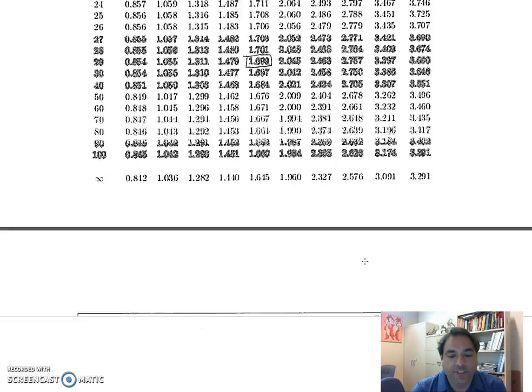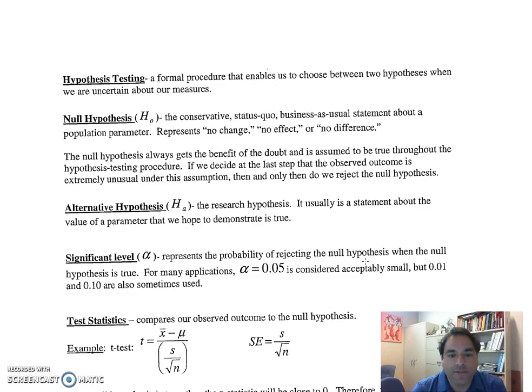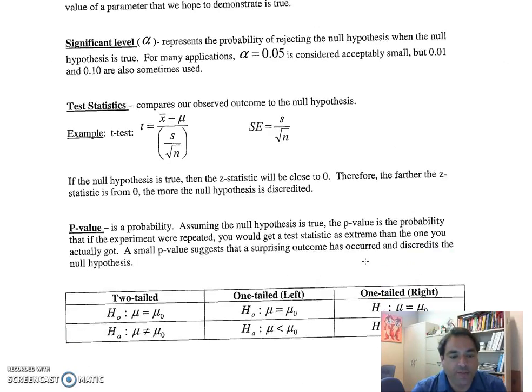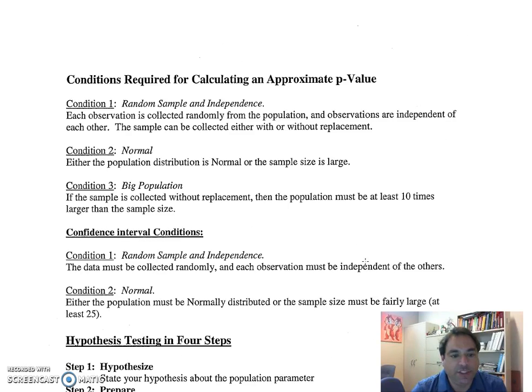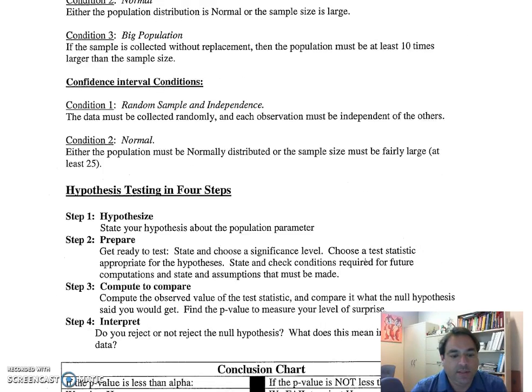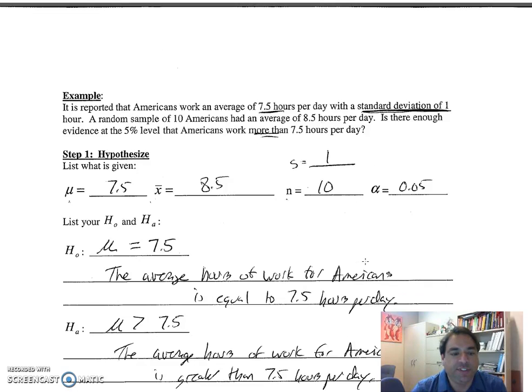Okay, so let's do our first example. All the confidence interval, HO, HA, all that stuff remains. Our conditions. And remember your conclusion chart. So let's do this first example.